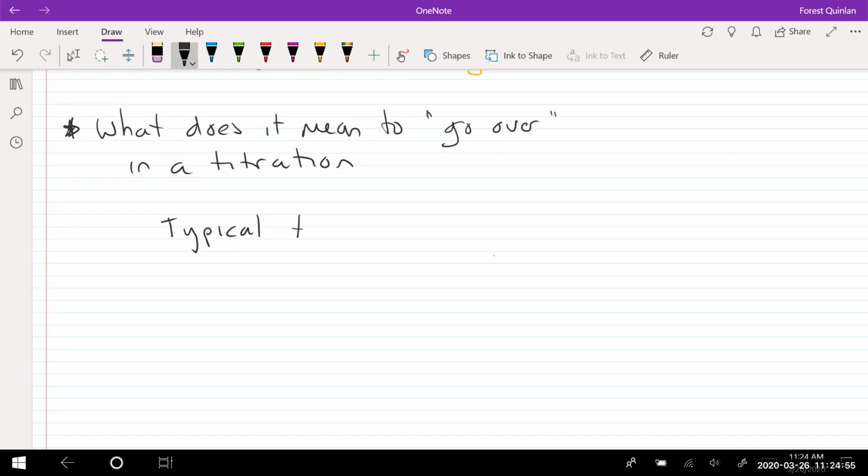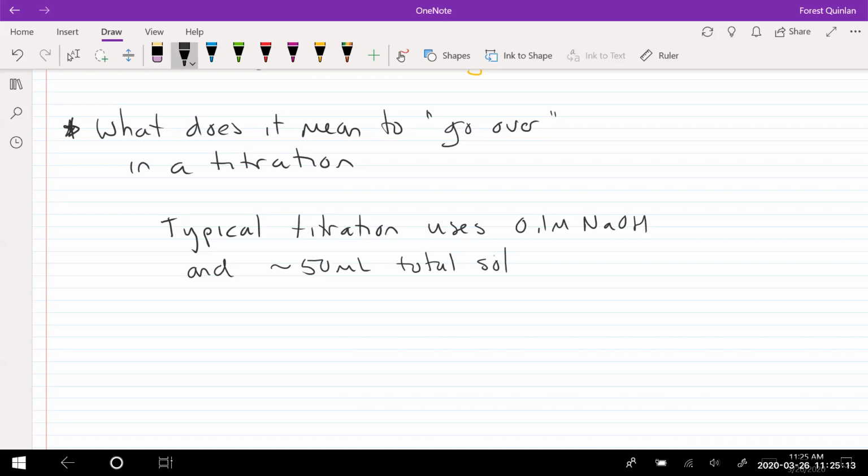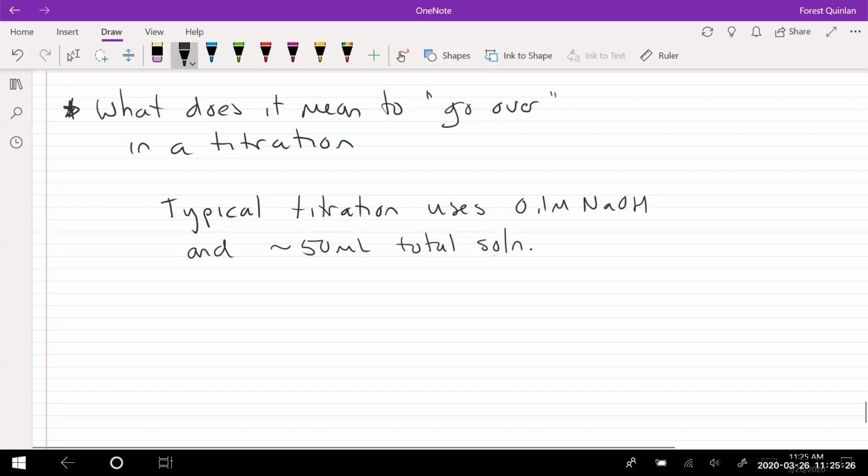Typical titration uses 0.1 molar NaOH and maybe 50 mils total solution. All right, you've got like 10 or 15 mils of the stuff you're titrating. You'll use 35 to 40 mils to titrate it. You got about 50 mils of solution, okay? Well, what does that look like?